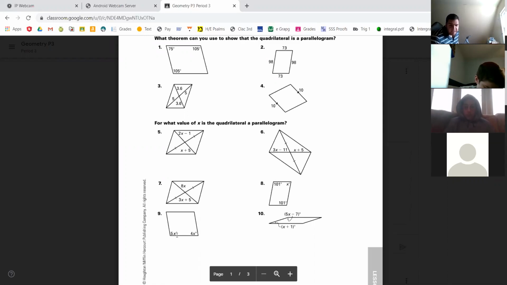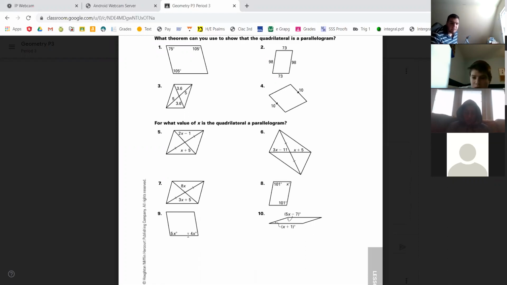So number 9, those are supplementary because we're talking about angles. So remember, supplementary only applies to angles anyway. So for number 9, that would be equal to 180. And then number 10 is also supplementary, equal to 180.